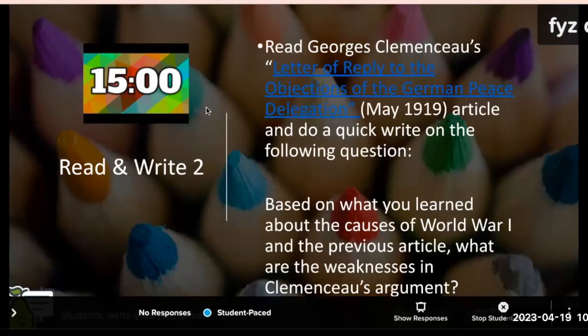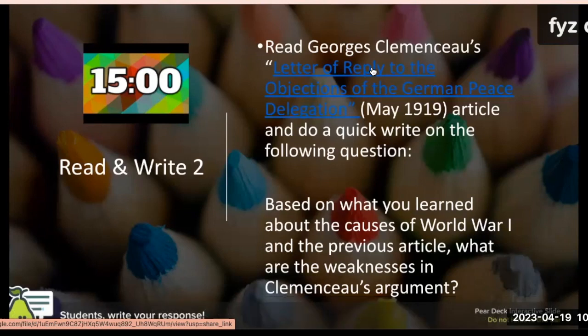Okay, welcome back. Now we're on to the next response. This is the response from the French leader, Minister Clemenceau. So he's read the objections that the peace delegation have made, saying, hey, this is going to completely wreck us economically, that it's going too far, that it's too harsh. And then this is going to be his reply to those issues brought forth by the peace delegation.